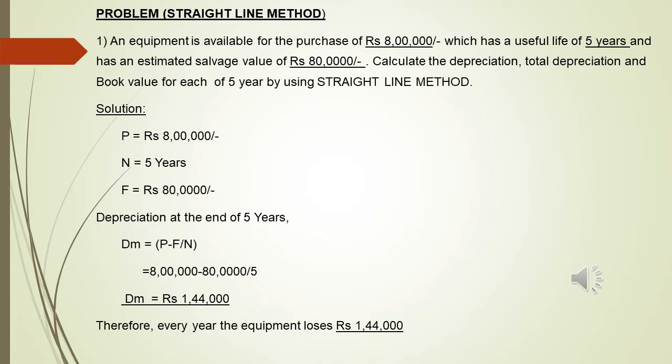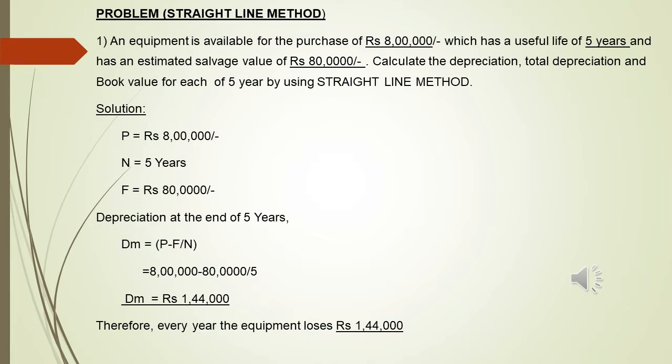So while I calculate this, I will get the DM value as rupees 1,44,000. So what does this indicate? That every year, from year 0 till 5 years, 1,44,000 is the amount that keeps on reducing, right? Equipment loses its value through this amount.